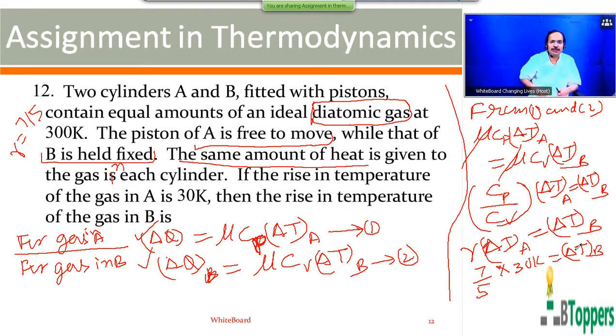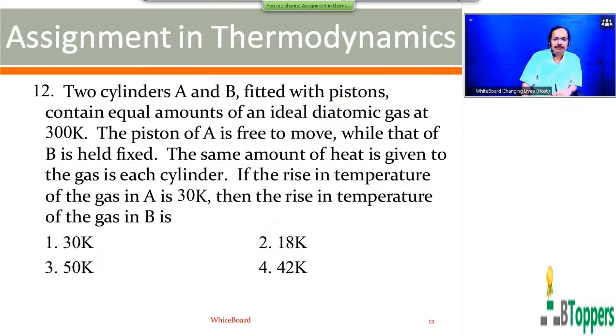If you want to copy the solution of the problem, please pause and copy it. So for question number 12, which I just discussed, the fourth option is the answer.